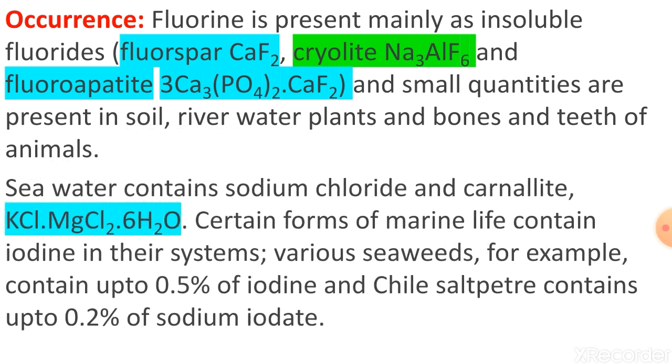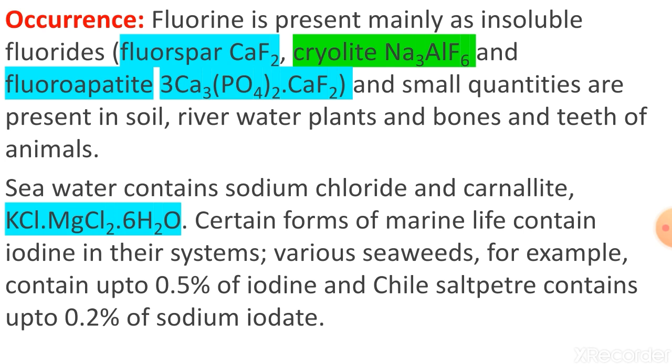Seawater contains sodium chloride and carnallite. Carnallite is also known as a double salt because it contains two types of salt, KCl and MgCl2.6H2O. One more thing you have to know about double salts: they lose their identity when dissolved in water. That means it breaks into K+, Mg2+ and Cl- ions. So this is also a source of halogen.